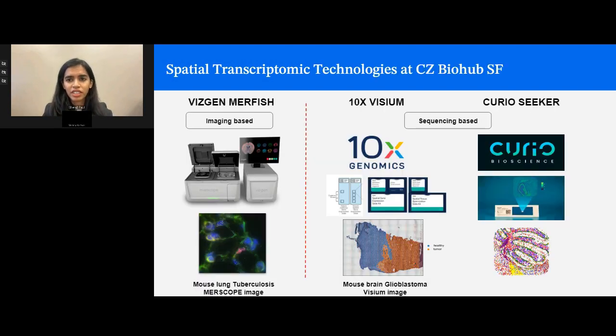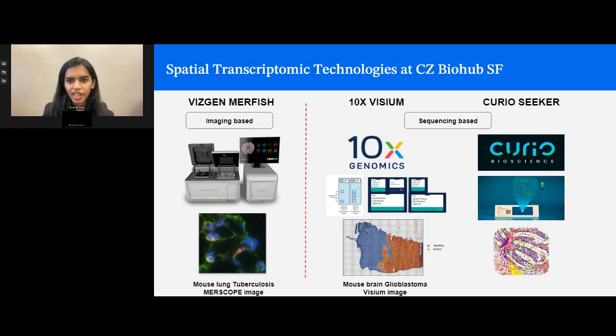We have 3 major technologies for spatial here at SF. The first one is VisGen, which is an imaging-based technology on the left. And then we have 10x Visium and CurioSeeker, which are sequencing-based approaches. The advantages of sequencing-based approaches is that you do not need to know the gene expression in the tissue prior to doing the experiment. Whereas with imaging-based, since you need to build custom probes specific to the gene of interest, you need to know this expression information prior. But VisGen lets you look at the subcellular level compared to the other technologies, which are currently at a multicellular level right now.